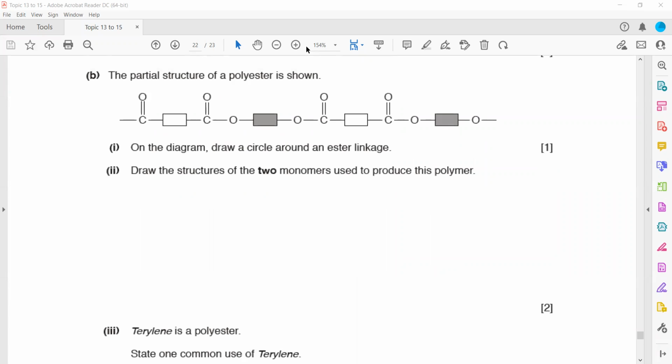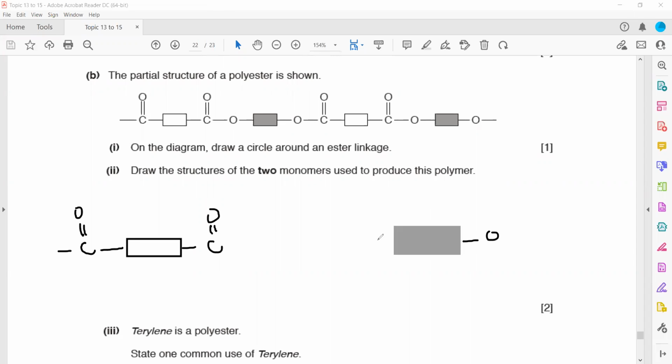Then the partial structure of a polyester is shown. This is the structure of the polyester in a diagram. Circle the ester linkage, like C double bonded with O. Then draw the structure of the two monomers used. So how to draw the structure? Look, first, this part is there, so C double bonded with O. Then there is a box. And the other part is this one, the shaded region, which has O on both sides. So this is O and O.